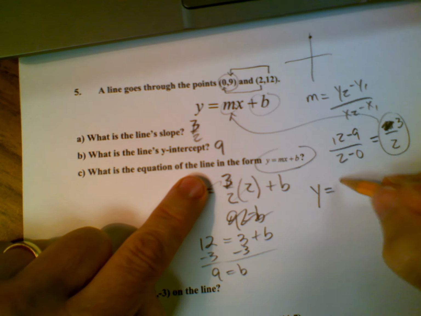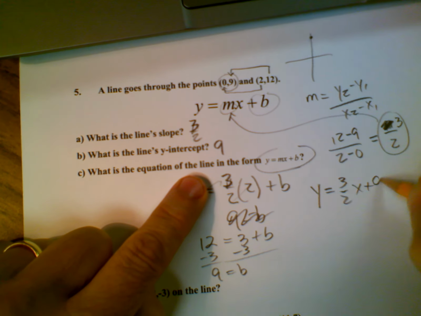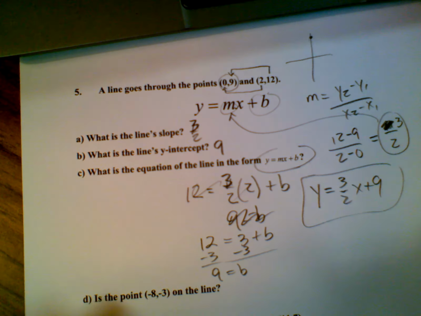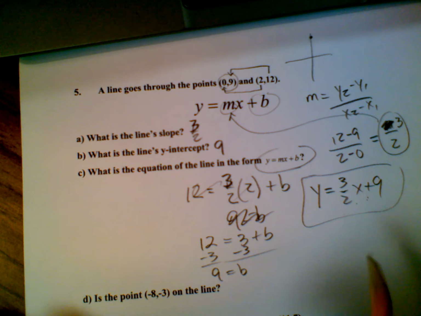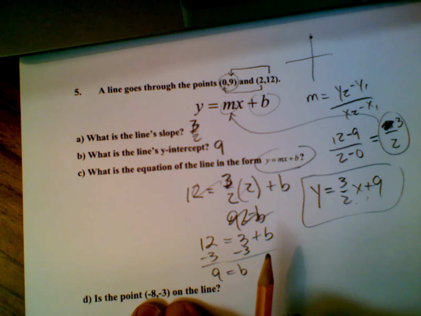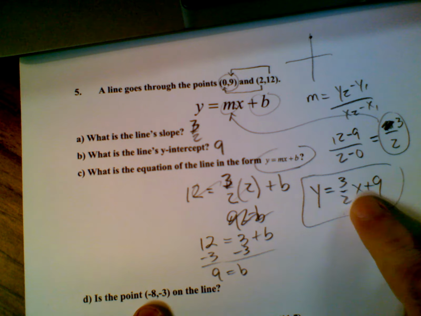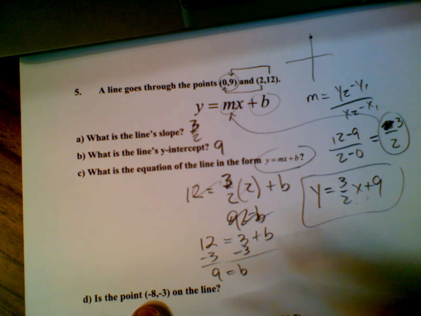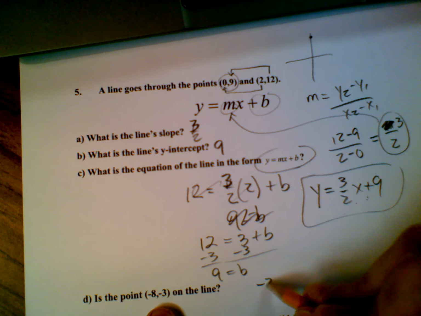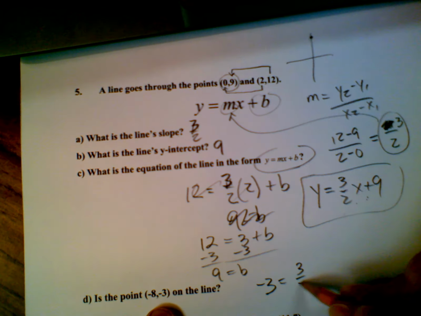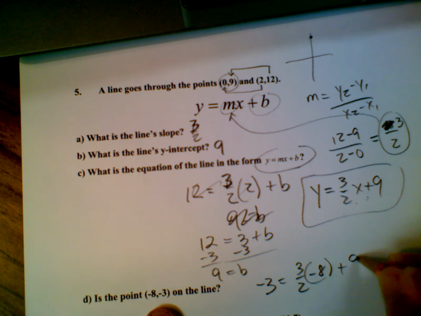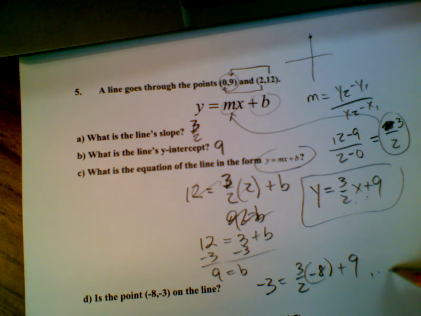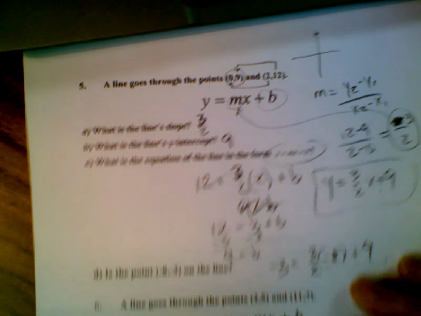Here's the equation. Y equals 3 halves x plus 9. There you go. But you still have to write this equation to answer this question. You've got to have an equation for the line to plug this stuff into. Okay? So negative 3 goes in for the y. Negative 8 goes in for the x, plus 9. Simplify that, see if it's true. Okay, the answer is a yes or a no.